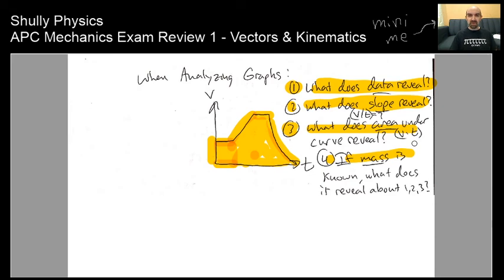What also does it reveal? Well, if you've got velocity from number 1 and mass, you could also figure out momentum. You could also figure out kinetic energy, 1/2 mv squared. Momentum is p equals mv, right? Those are a couple things. Maybe there's more. What about slope?